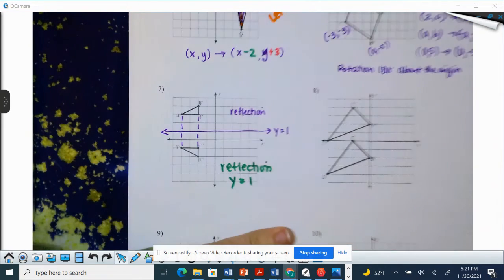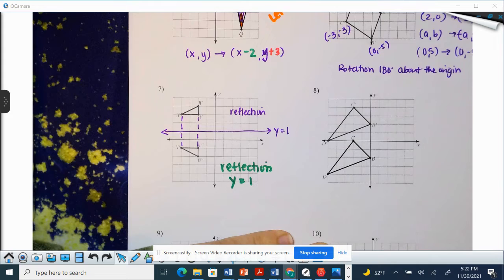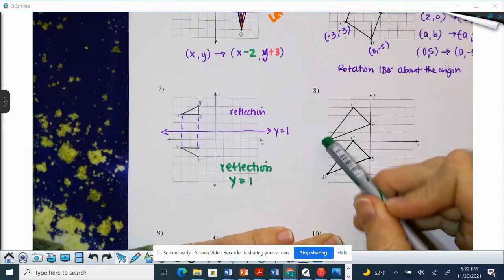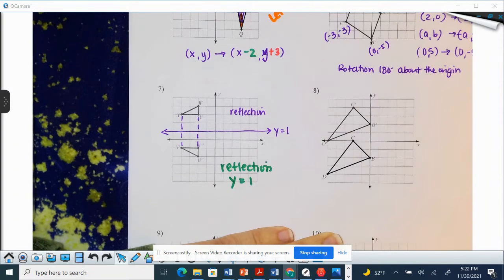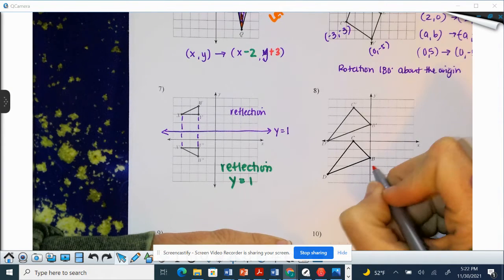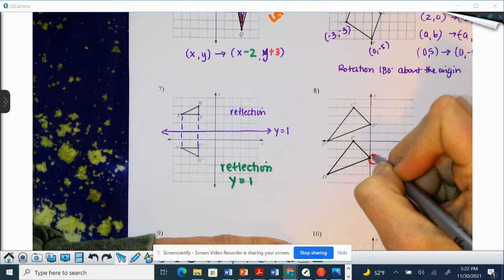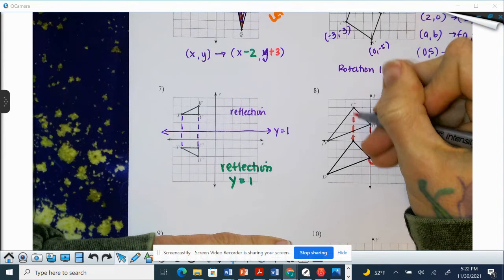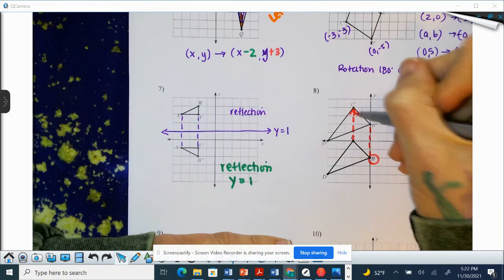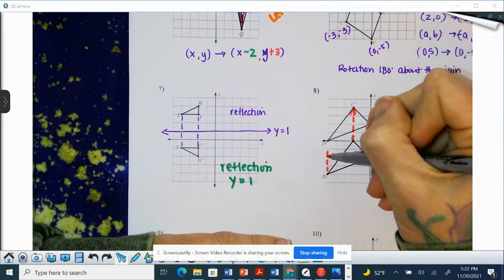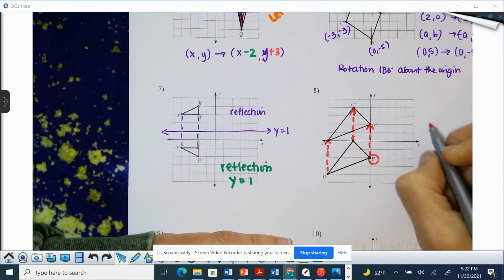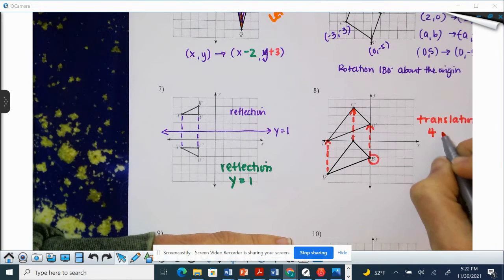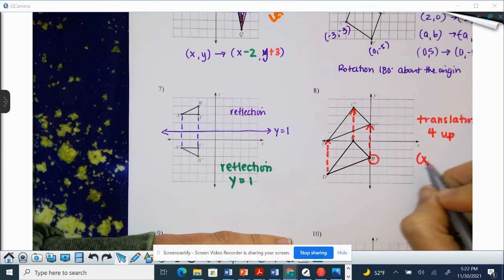Right, so number 8. This doesn't look like a flip because these are the exact same. C lines up with C, B with B, and D with D. Make sure you're traveling from the original, so your B to B prime: 1, 2, 3, 4. So 4 straight up. C is 1, 2, 3, 4, 4 straight up again. So this is definitely going to be a translation of 4 up. So as a sentence, you would write translation 4 up in our XY notation.